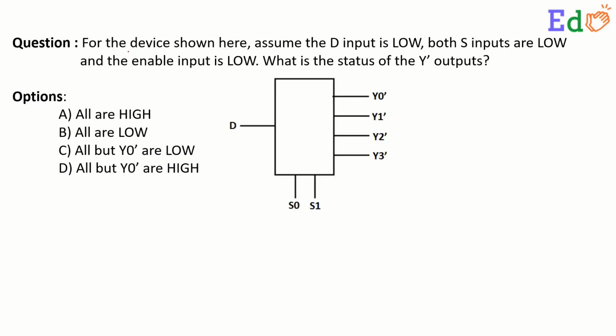Here is a simple problem. It states that for the device shown here, assume the D input is low, both S inputs are low and the enable input is low. What is the status of the Y complement outputs?